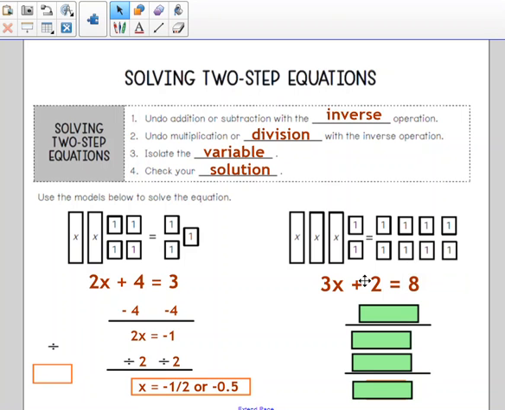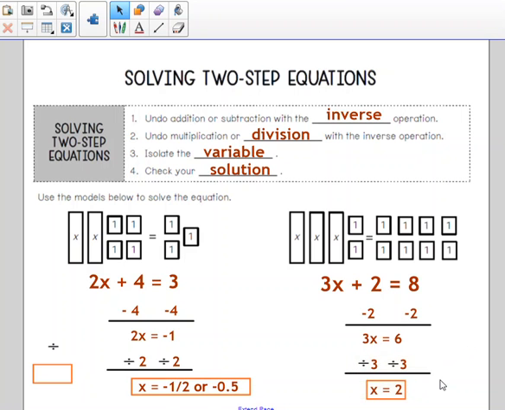And again, start with the addition or subtraction. Get rid of that first. And so we want to subtract 2 from both sides. All right. So we subtract 2. This will cancel out. This will become 6. So we're left with this. All right. Now we have 3x equals 6. And now I want to get rid of the multiplying by 3. So I do the opposite of that. So I divide both sides by 3. And we are left with x equal to 2.